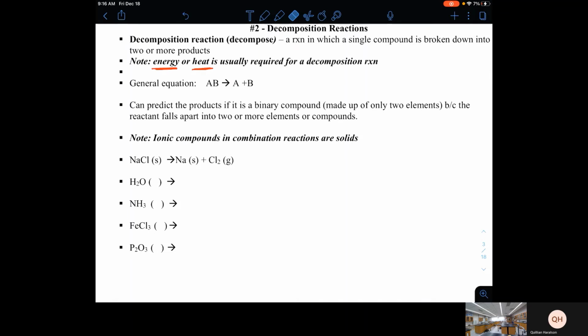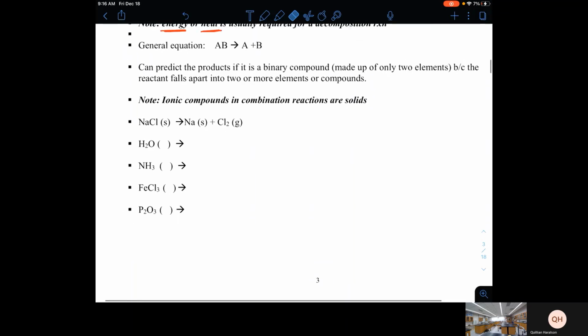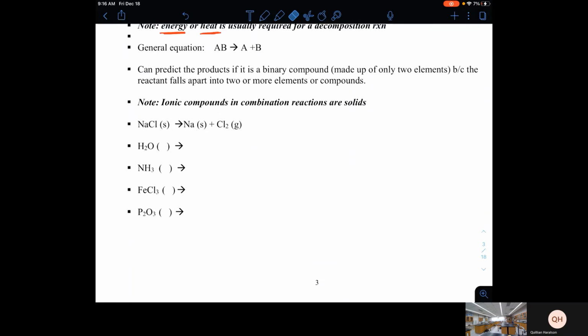So the first type of decomposition reaction we're going to look at are these binary compounds. Binary compounds just mean that they don't have any polyatomic ions in them.